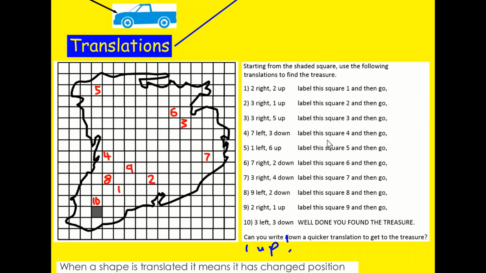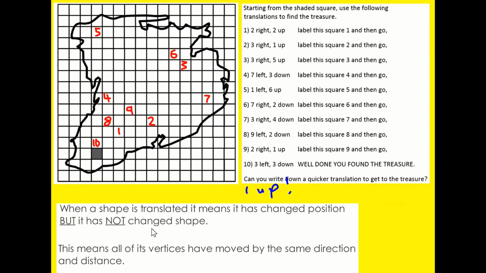If you understand that, then you are nearly there with translations actually. There's just one subtle but important thing we need to look at. But here's a little summary. When a shape is translated, it changes position, but it does not change shape.